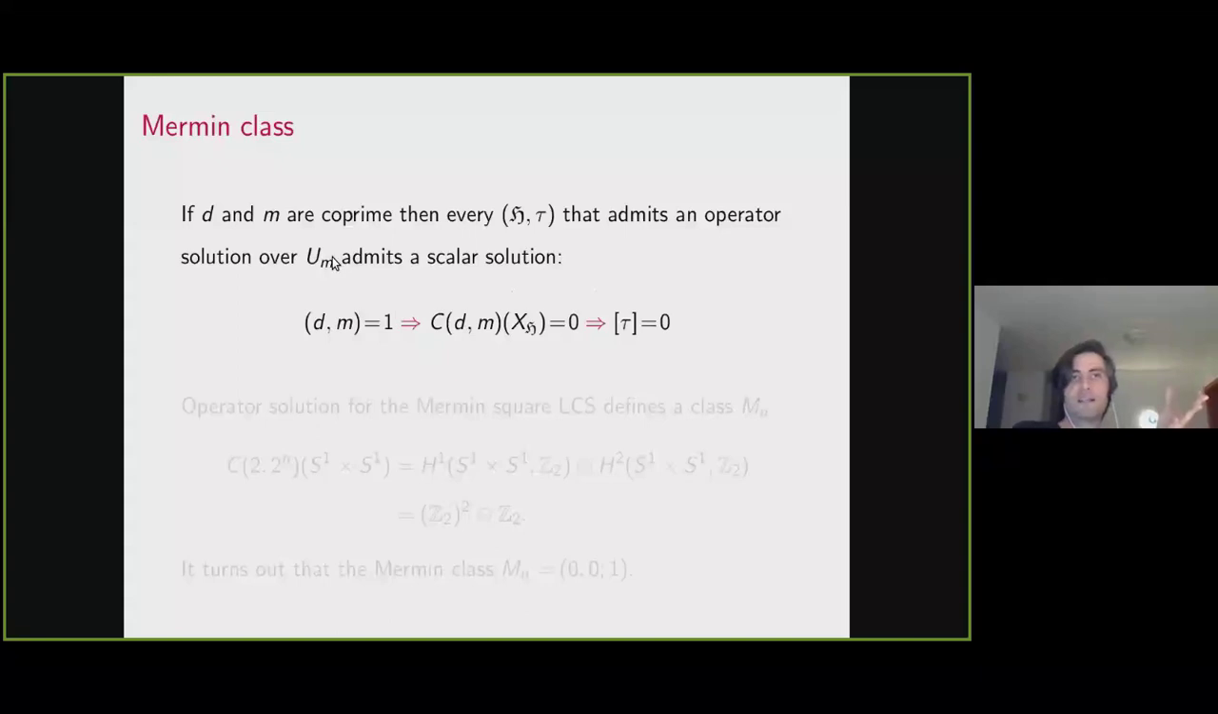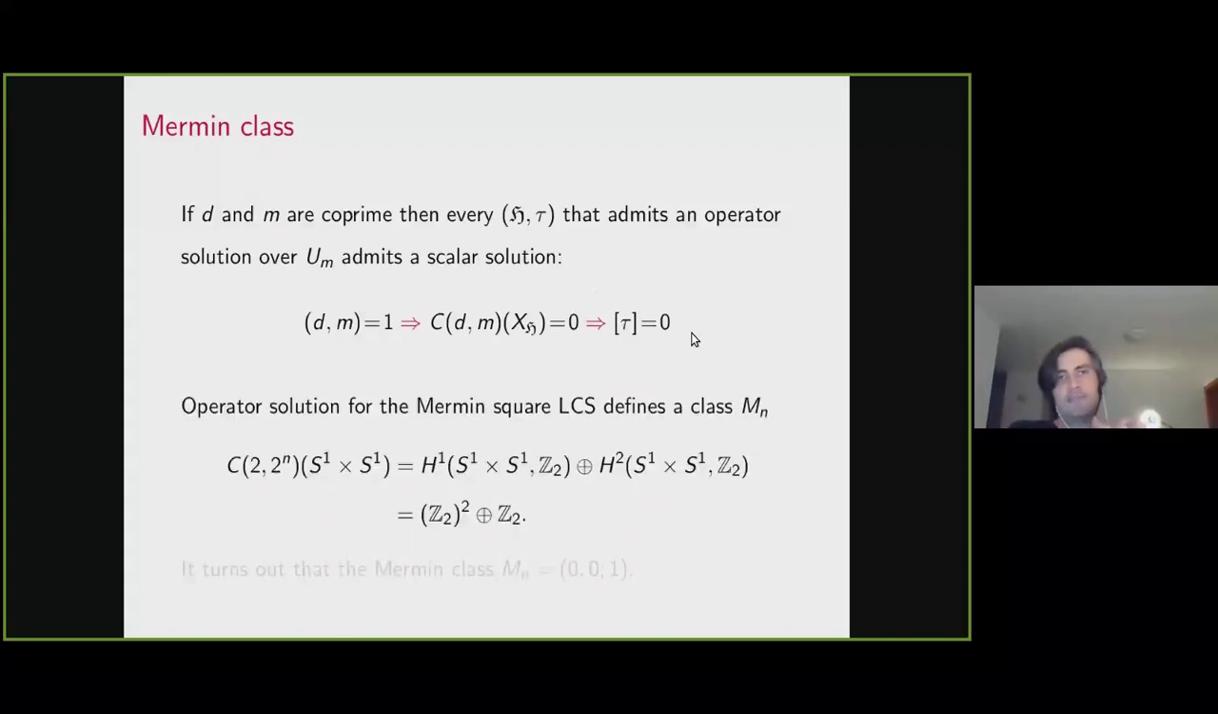A natural result out of this theorem is that if d and m are coprime, then every linear constraint system that admits an operator solution over U(m) admits a scalar solution. This is not the only proof of this, but it falls out naturally from the theorem, because if d and m are coprime, you have CDM equal to 0 and tau is equal to 0. Therefore, you have a scalar solution.